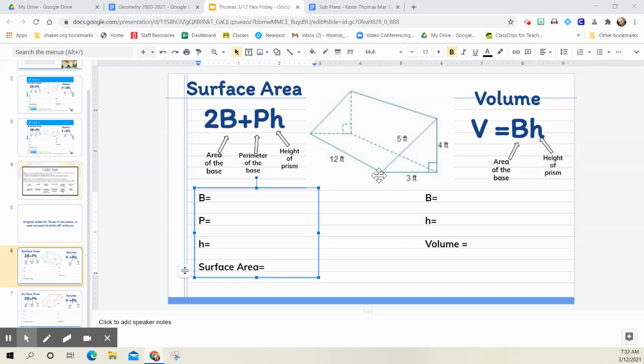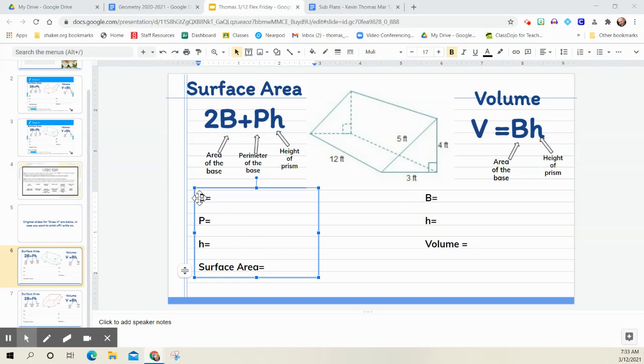That means that the base is a triangle. It's not just the thing on the bottom, it's the triangle. So we're going to use the formula 2B plus P times H to figure out the total surface area. And if we're using that, the first step is to find those three values: the area of the base, the perimeter of the base, and the height of the prism.